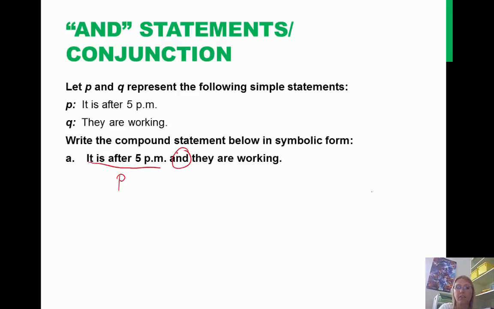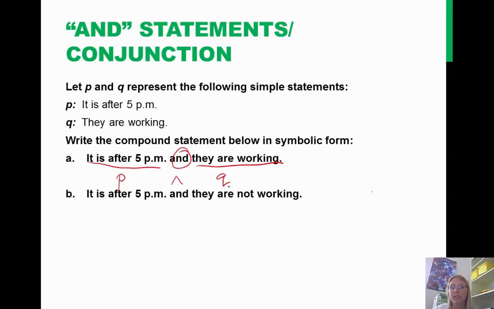We have and, and we use the symbol that looks kind of like the intersect symbol. And they are working, that's the Q part. So here we have it, P and Q. Next: it is after 5 p.m. and they are not working.